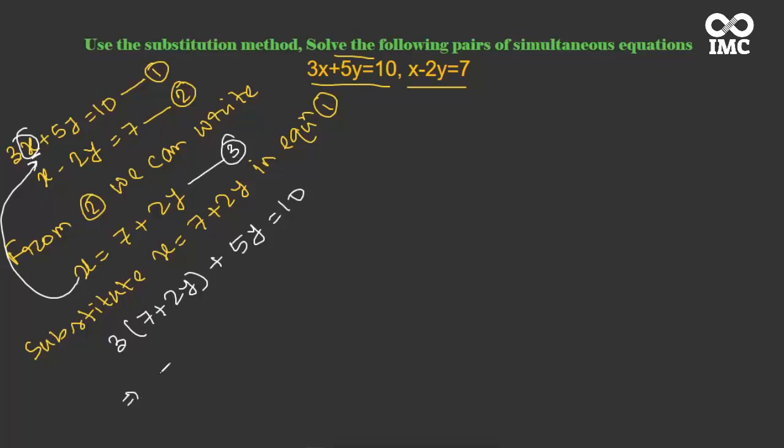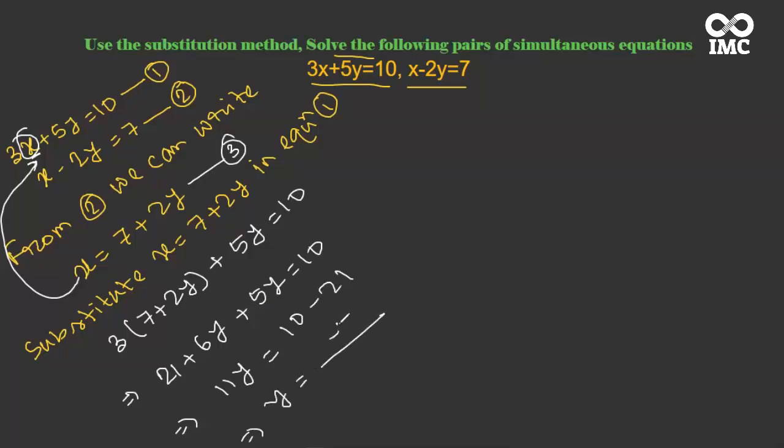Now, 3 times 7 is 21, plus 3 times 2y is 6y, plus 5y equal to 10. Now we can say 6y plus 5y is 11y equal to 10 minus 21. Then y will be negative 11 by 11. The value of y will be negative 1.